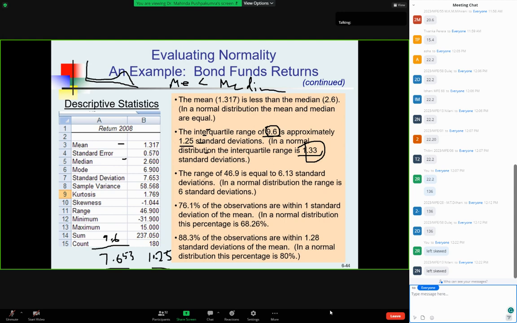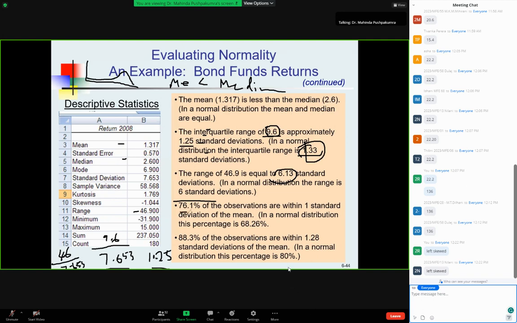Then if the distribution is normal, the range should be within 6 standard deviation. Now here the range is given as 46. Then the 46 is 6.13 standard deviation. That means if you divide 46 by the standard deviation, 7.653, it is 6.13. But if it is normal, it should be within 6 standard deviation.